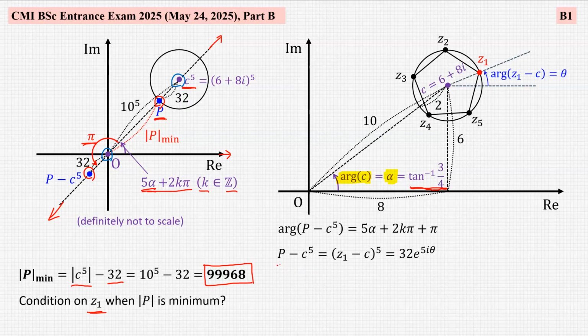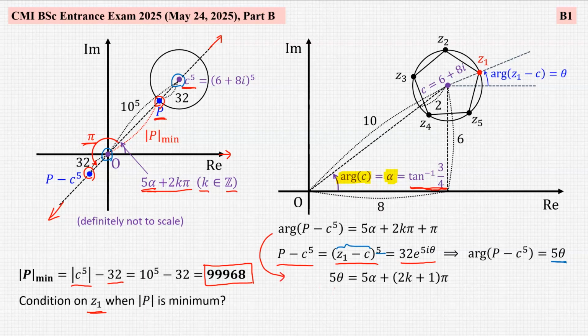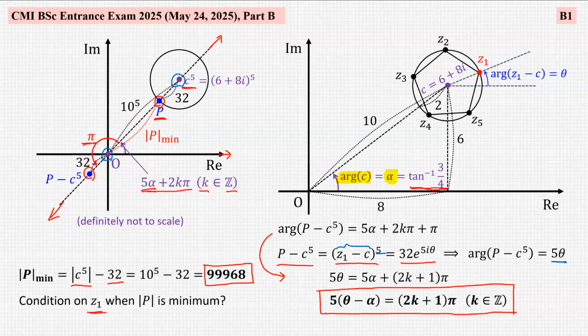and we have already found that p minus c to the 5th power is given as z1 minus c to the 5th power, or 32 times e to the power of 5i theta, meaning that argument of p minus c to the 5th power must be 5 times the argument of z1 minus c, hence 5 theta. Therefore, the above condition becomes 5 theta is equal to 5 alpha plus 2k plus 1 times pi, which gives the condition 5 times theta minus alpha is equal to 2k plus 1 times pi. So the minimum occurs when 5 times the difference between theta and alpha are odd multiples of pi.